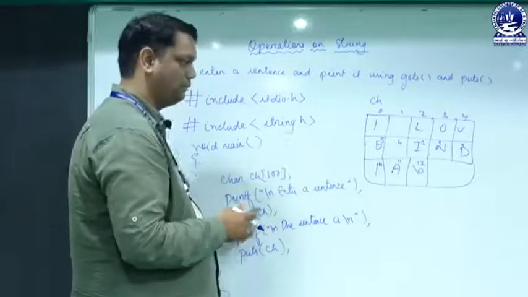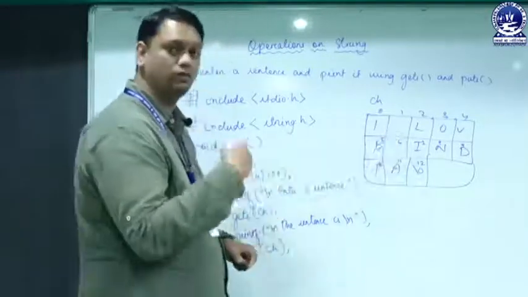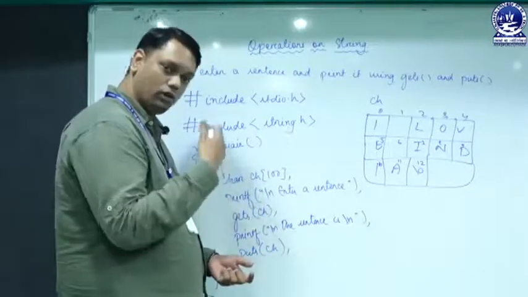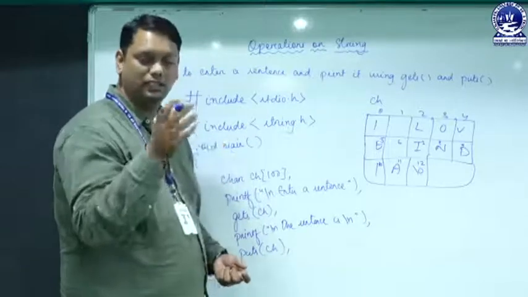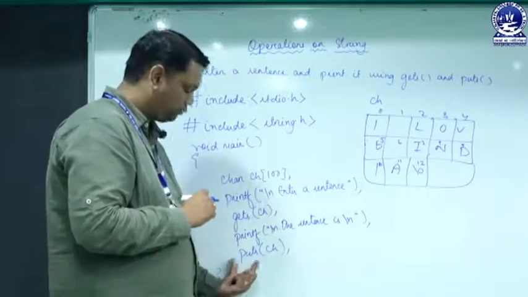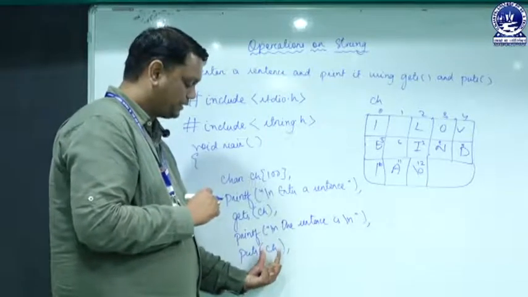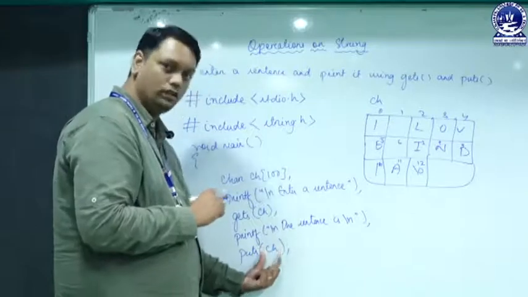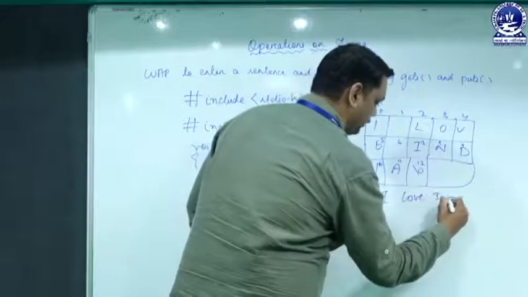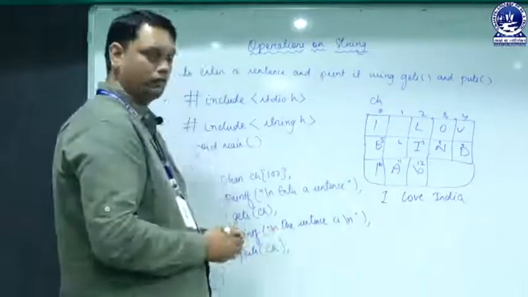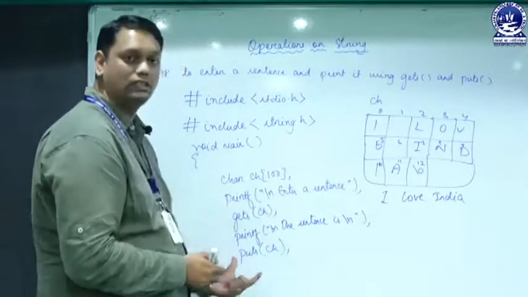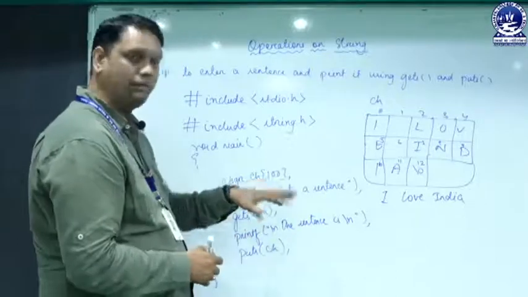The gets function has the ability to accept blank spaces from the user. Similarly, instead of writing the printf function with %s, the format specifier of a string, we can simply write puts ch. Whenever I write puts ch, the sentence stored in ch will be printed at a time. That means my answer will be printed in this way: I love India. So the gets function is the replacement of the scanf function and the puts function is the replacement of the printf function.